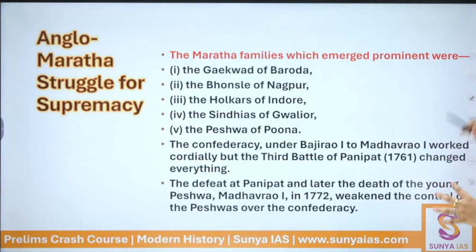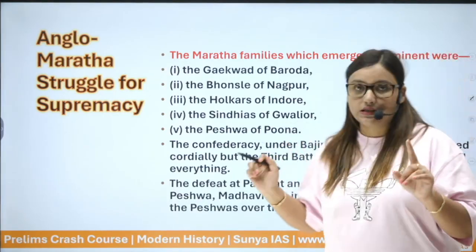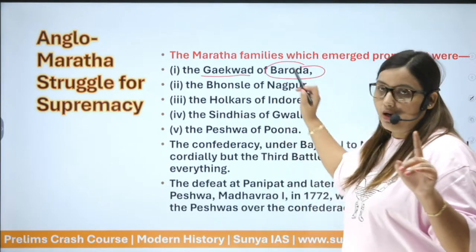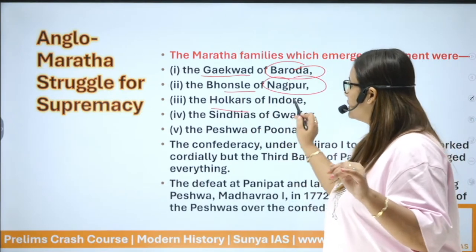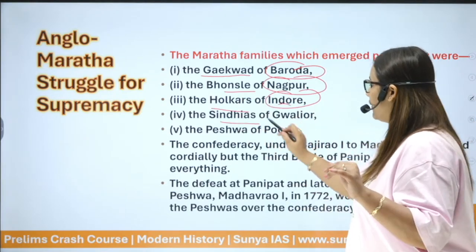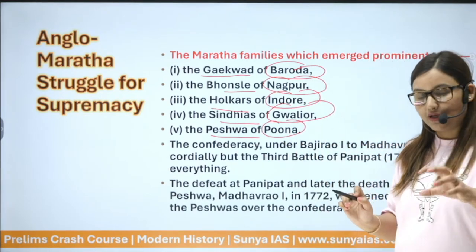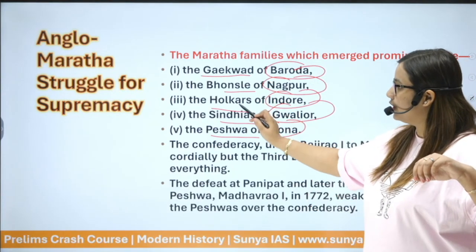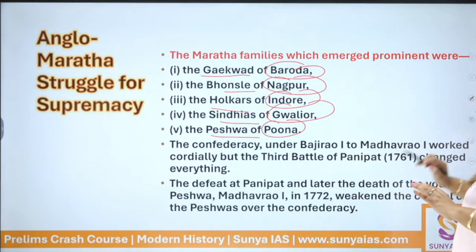So now, let's understand how the areas were there. The Maratha chiefs were there, Gaikwads. So Gaikwads used to rule from Baroda. Okay, Bhosle were from Nagpur, Holkars from Indore, Sindhias from Gwalior, and Peshwa from Pune. Okay, so the Peshwa, the main leader, Peshwa is the leader of Gaikwad, Bhosle, Holkar, Sindhias. He will rule from Pune. In the map, you can see that.